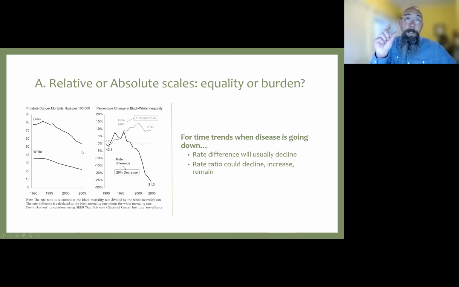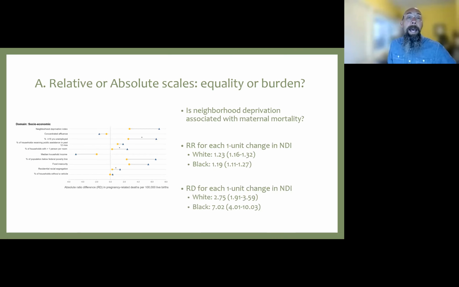The rate difference is just the numerical gap between them. And so if they're both going down, the gap's got to get smaller. But the ratio doesn't necessarily. So a ratio may be particularly good when you're looking at trends over time, but with a background decline in rates. On the other hand, a difference is useful because it captures the absolute burden.